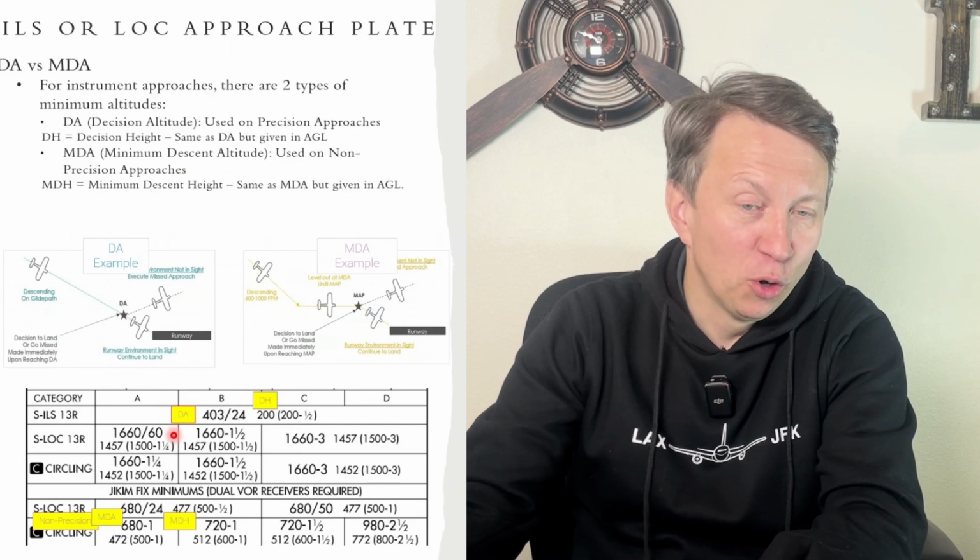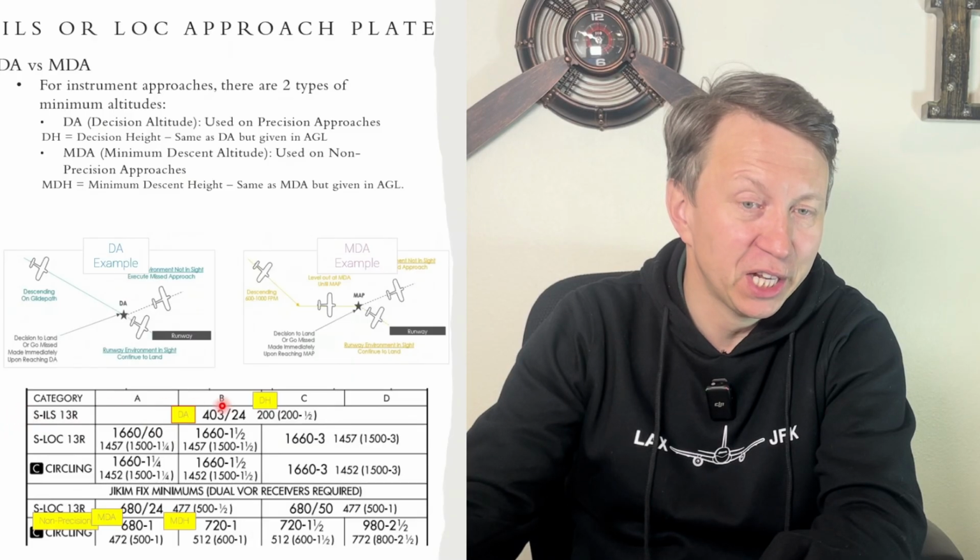Okay, focusing on the precision approach only. In this plate, we have only one line for the minimums: the straight-in ILS, decision altitude, the runway visual range requirement, which will translate to flight visibility, and decision height. That's it.